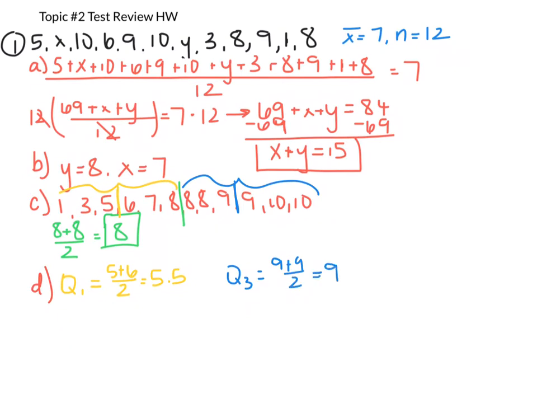The last part wants you to find the interquartile range, or the IQR. That equation is on your formula sheet. It's Q3 minus Q1, which we just found. So 9 minus 5.5, the interquartile range is 3.5.